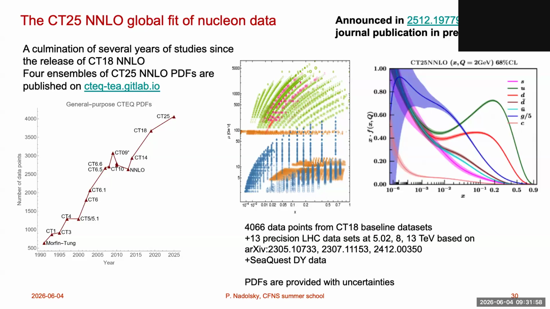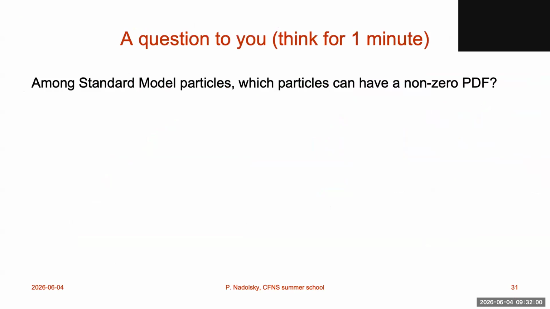Okay, now let me ask you the question. So this is just to be sure that you follow. So, well, the standard model has like I think 12 fermions and 4 bosons, right? So among these particles, which particle can have its own PDF inside, let's say, the proton? Which particles of the standard model can be called partons?